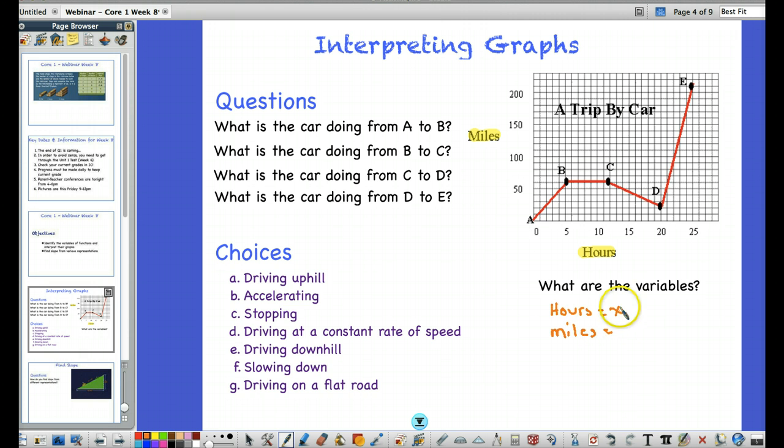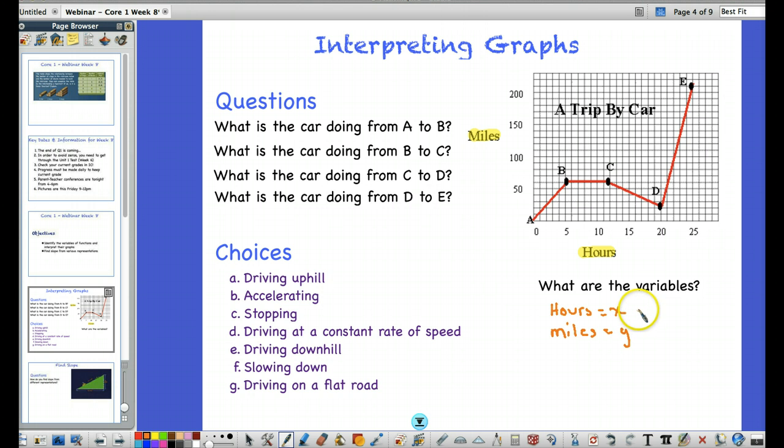Exactly. Hours goes by itself, right? Can you ever control how many hours goes by at a time? No. You cannot control time. So hours is our independent variable, and miles is our dependent variable, which means that depending upon how many hours go by, the miles that we drive changes. So those are our variables.